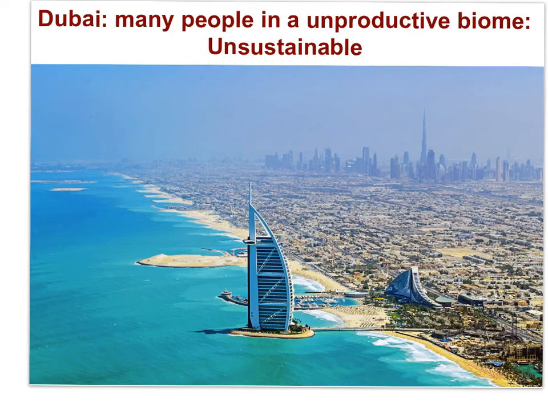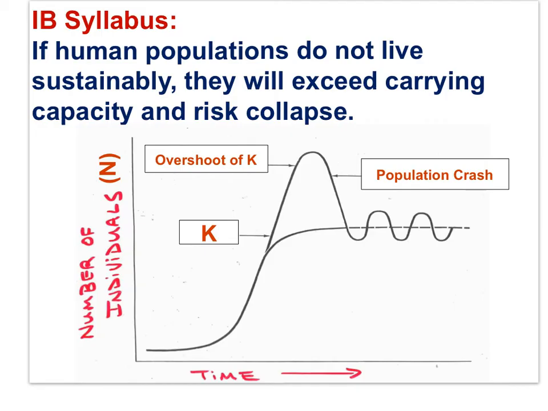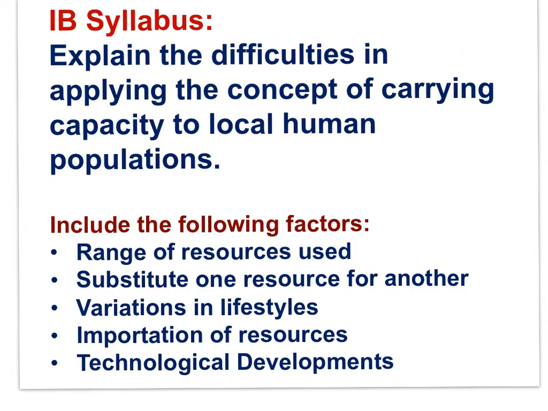Dubai is located in a desert biome of the Middle East. The city has many people in an unproductive biome. The people of Dubai are living in an unsustainable manner. If human populations do not live sustainably, they will exceed carrying capacity and risk collapse. So as I get close to bringing this first of two movies on ecological footprint to a close, this is the perfect time to review a concept I introduced when we studied populations.